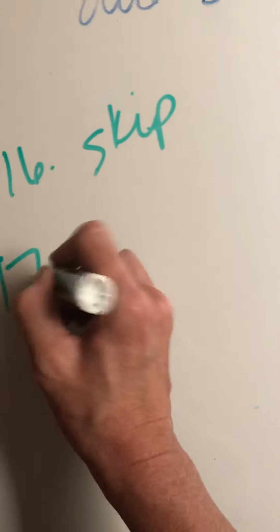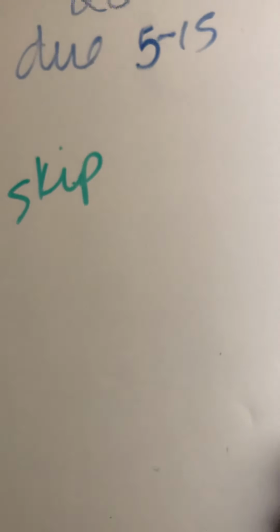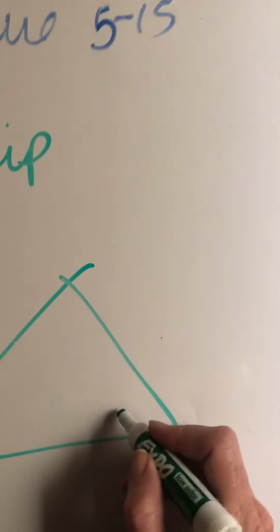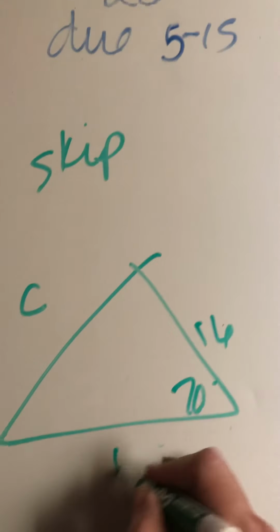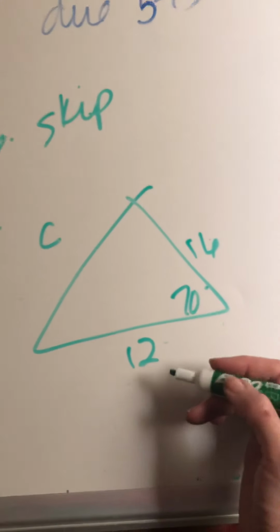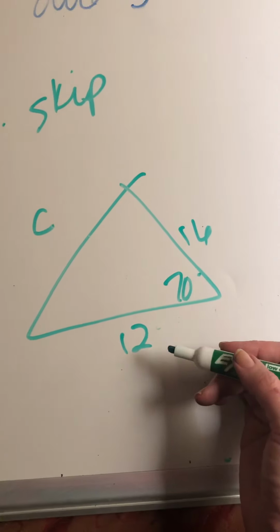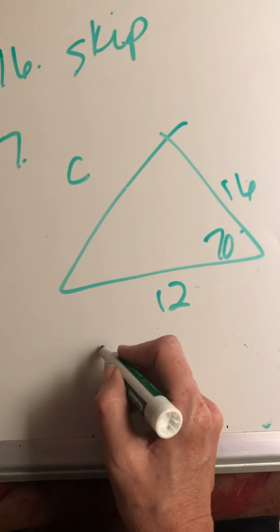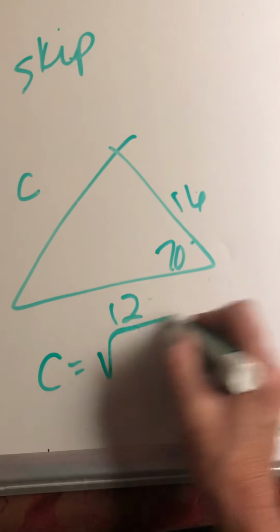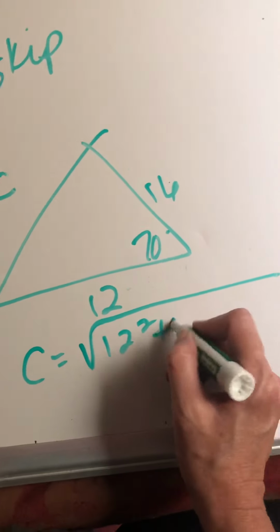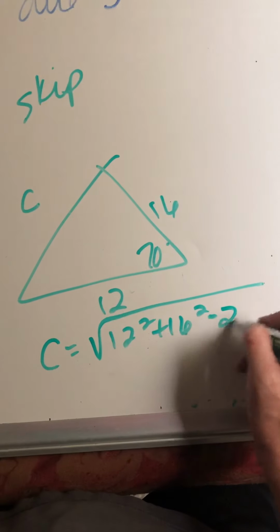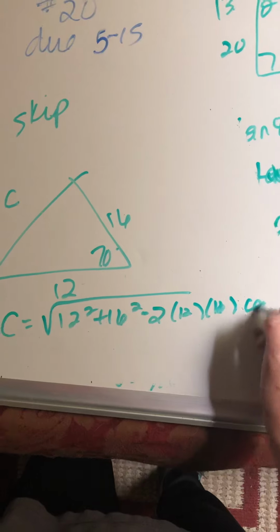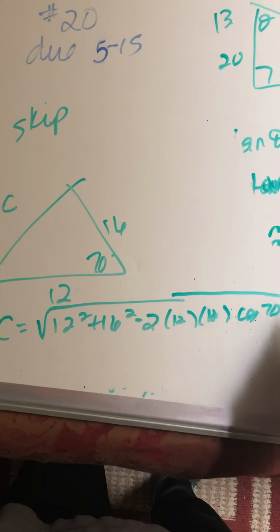Then number 17, you're actually finding a side length. This is 70, this is 16, and this is 22. When it's set up like this, you can't use law of sines because there's no way for us to find these other angle measures. So this is your law of cosines. So C is going to equal the square root of 12² + 16² - 2 times 12 times 16 cosine 70. That's your law of cosines.